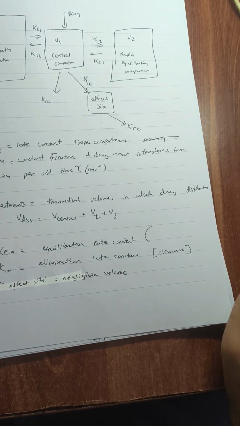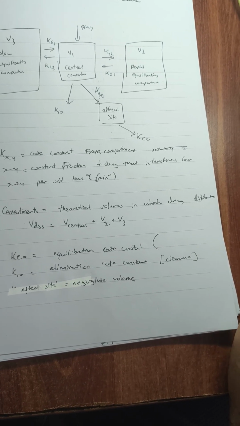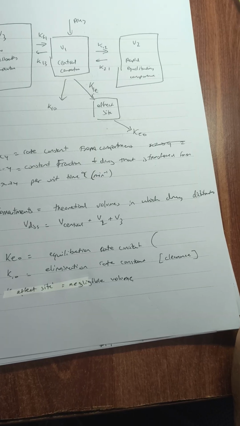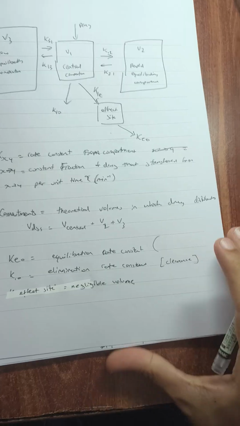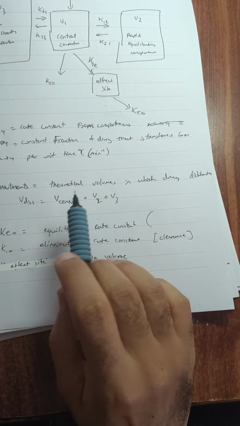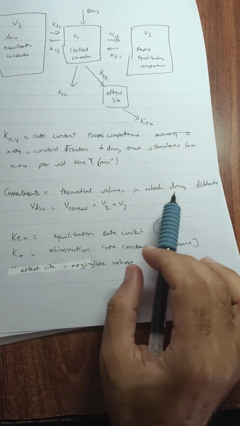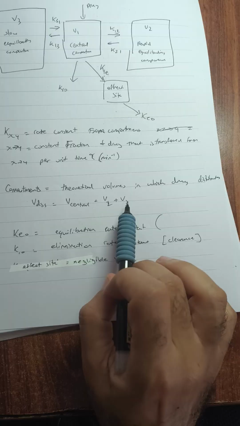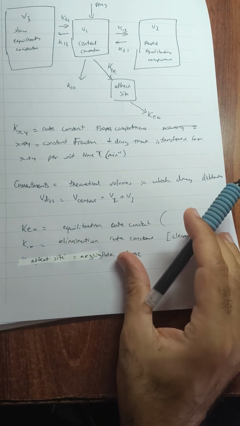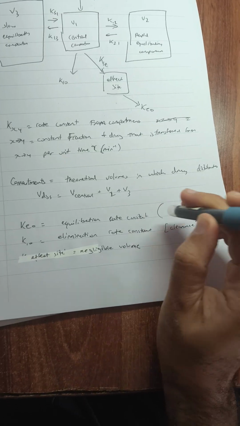So that's just saying what the Kxy is, right? The x to y is a fraction of the drug, which is a constant. The compartments are theoretical volumes in which the drug distributes. VDSS, which is V central plus V2 plus V3, is that at steady state.